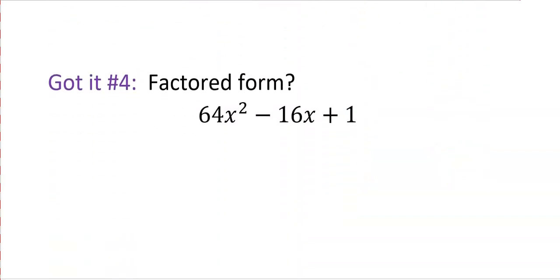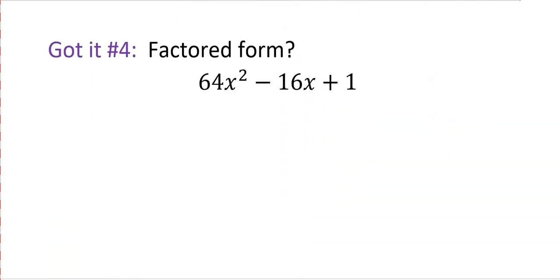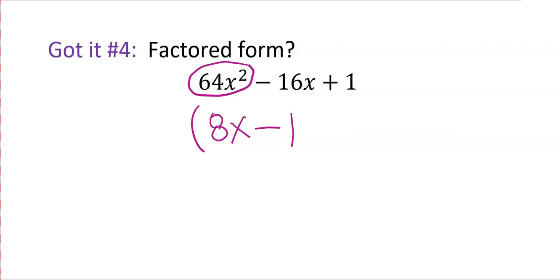So let's look at another one. Okay, so is 64x squared a perfect square? It is, right? What's the square root of 64? 8. So we're going to go 8x. Since there's a minus in the middle, the sign in the middle is minus. And then what's the square root of 1? 1. And that's it.